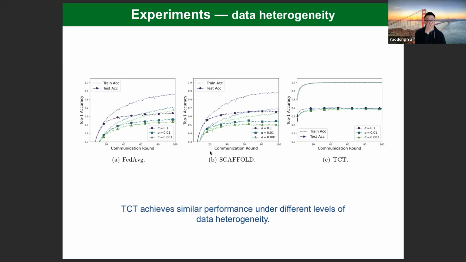Also for CIFAR-100, the number of classes is very large. In this case, even though the data heterogeneity level is very large, every client still has, say, a bunch of labels from different classes. It still can learn something useful in terms of the representation.